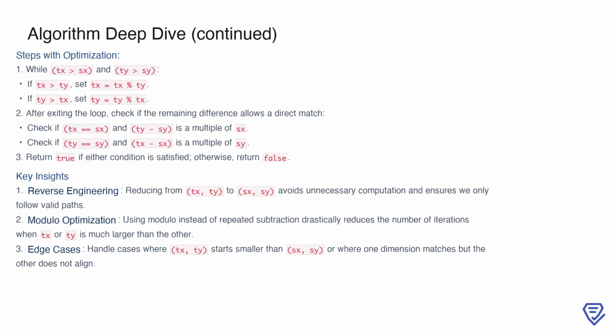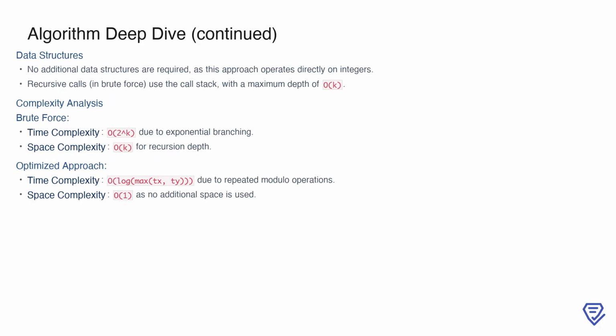The key insights here are that reverse engineering avoids redundant computations by only exploring valid paths, while the modulo operation drastically reduces the number of iterations, especially when one of the coordinates is significantly larger than the other. This approach also carefully handles edge cases, such as when tx, ty starts smaller than sx, sy, or when one dimension matches but the other does not align.